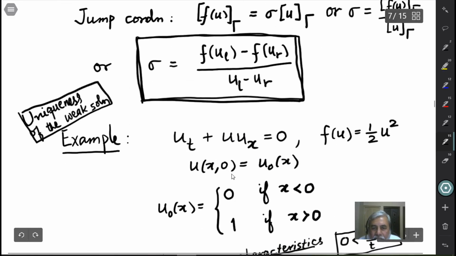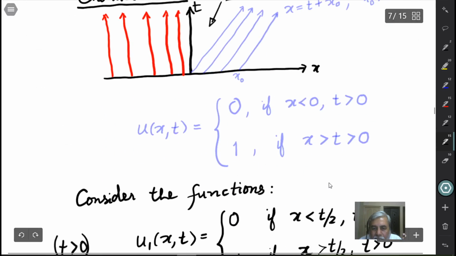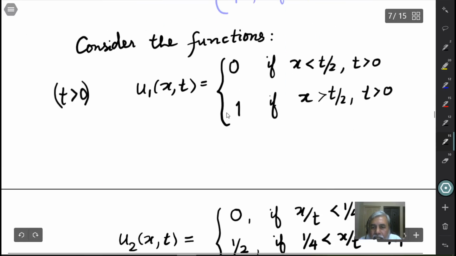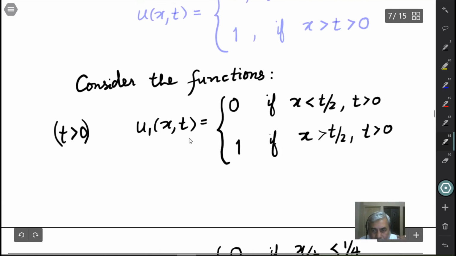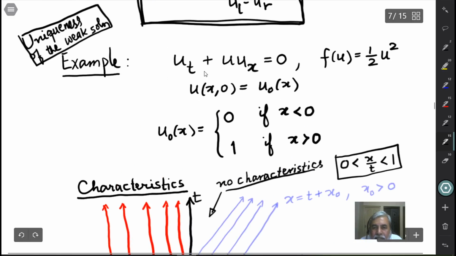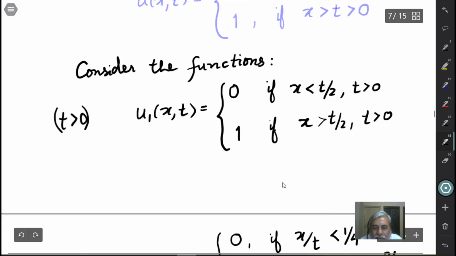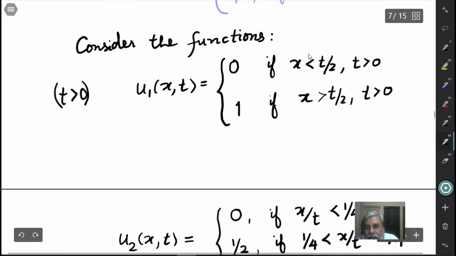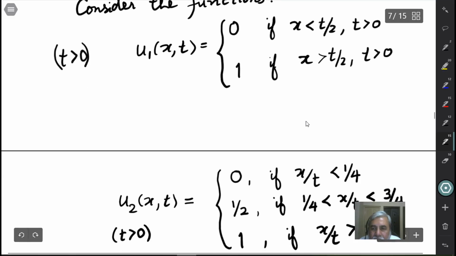Of course, any constant is a solution of the given equation. Any constant is a solution, so it only needs to satisfy the initial condition. In all these cases, we are just gluing two appropriate constants to the left and to the right of a line. So when t is 0, we can take the limit. For x less than 0 we get 0, and for x bigger than 0 we get 1. So that initial condition is certainly satisfied, and since they are just constants, they also satisfy the equation. And here the discontinuity is given by x equal to t by 2.